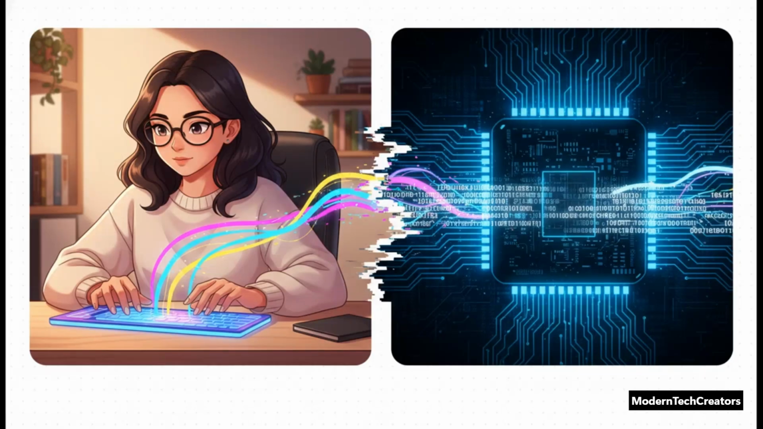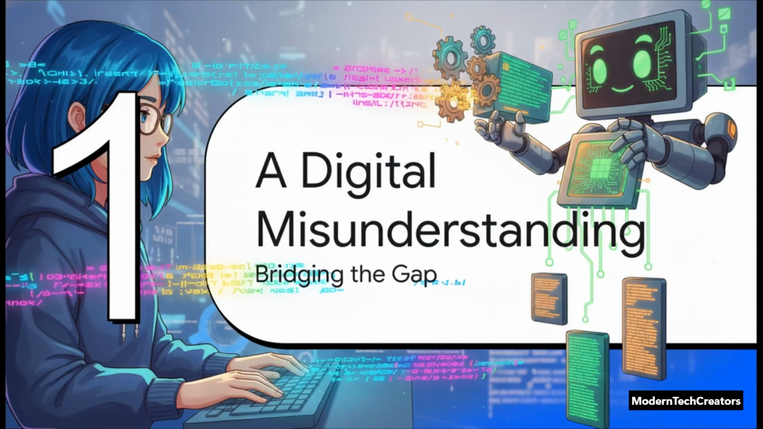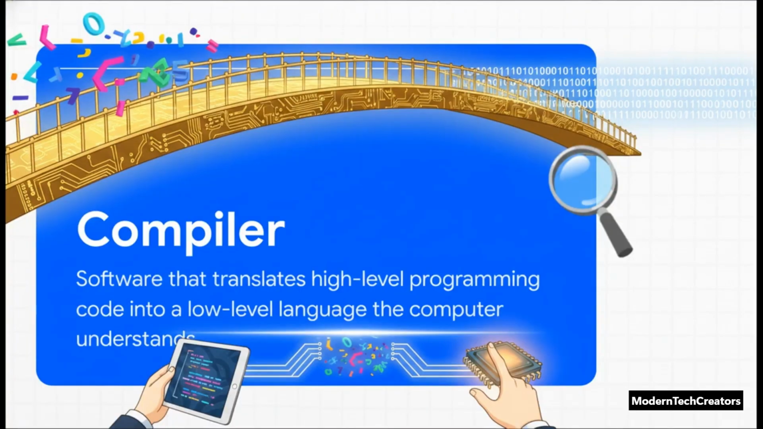You see, there's this huge communication gap. On one side, you have us, writing in languages like C++ or Java. They make sense to us. But on the other side, you have the computer's brain, its processor, which only understands one thing, machine language. And that's literally just a long stream of ones and zeros. So we're basically dealing with a digital misunderstanding. We're speaking one language, and the computer's speaking a completely different one. We need some kind of bridge, some kind of translator to connect the two so our instructions can actually be understood. And that bridge, my friends, is the compiler.